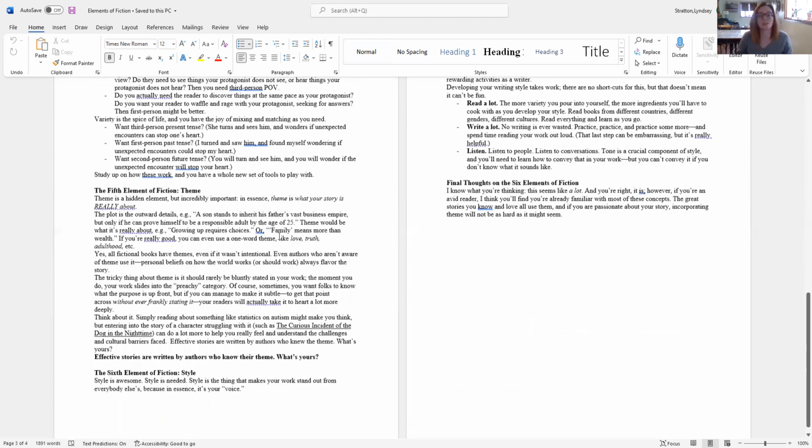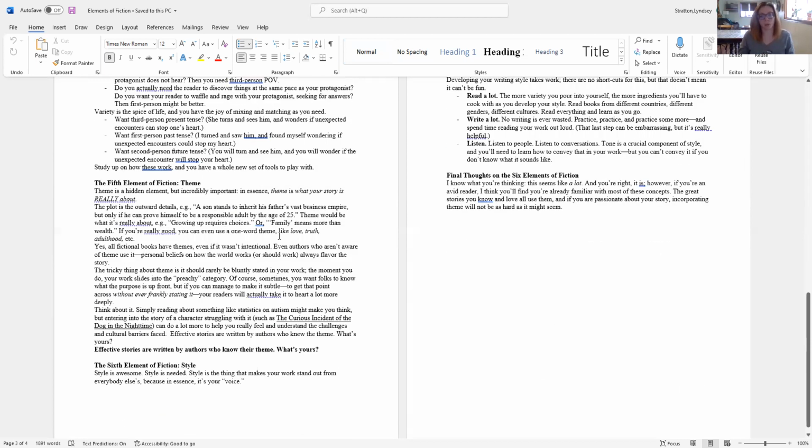The fifth element is the theme. You would think that theme would be pretty important. However, it's not. Your theme is developed from having a plot and from having your characters and your setting act out that plot. So your theme is what the story is about. It's basically your main message that you want to get across.